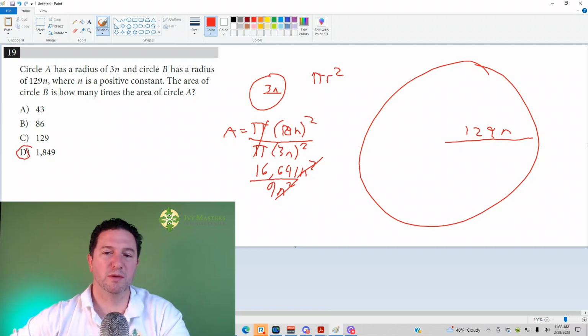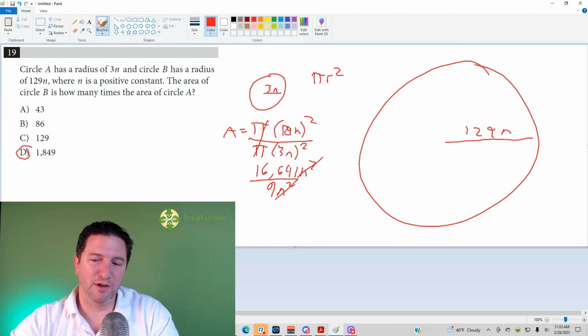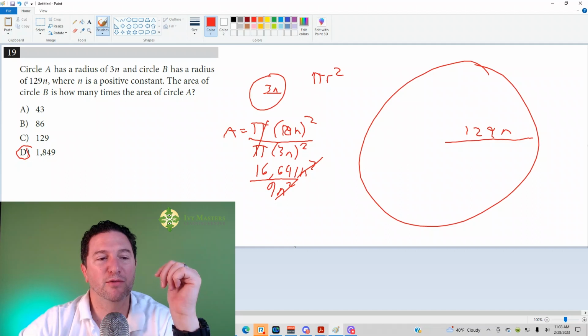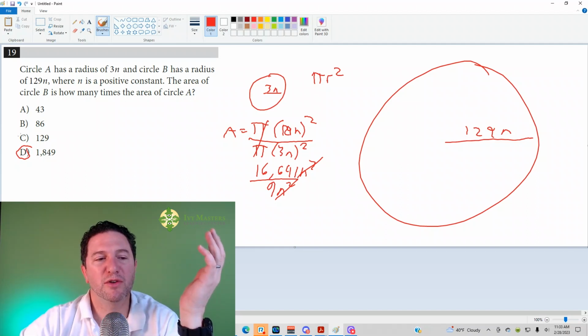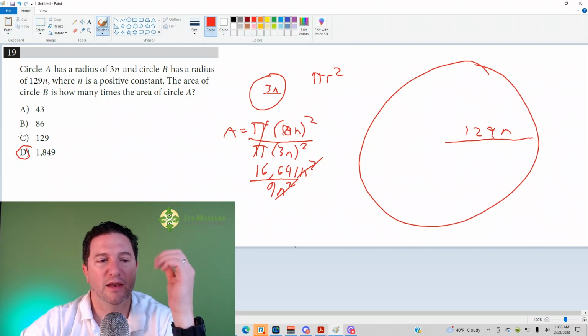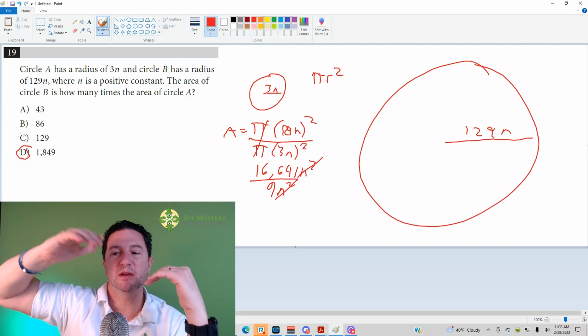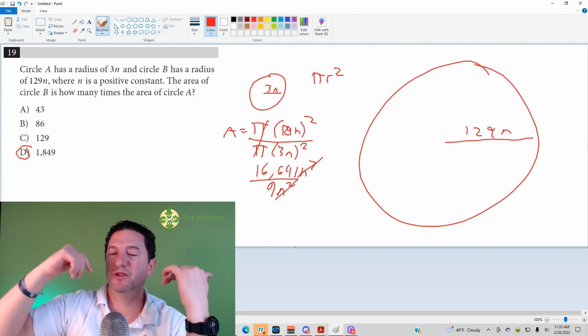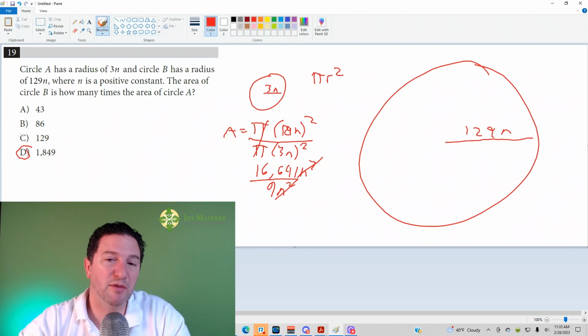So in other words, the big circle, the radius is 43 times bigger. Here's a shortcut: if you just did 43 squared, you'd get that 1849, because the ratio is going to be in squared units since it's area. And you could do that for circles, you could do that for squares, you could do that for any area. And it's going to have a cubed relationship if it's volume.